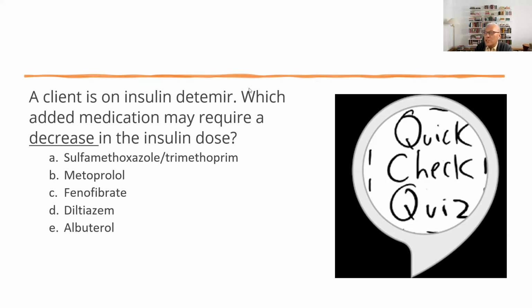Okay, so it says which may require a decrease in the insulin dose. And so your sulfonamides and your beta blockers, your A and B, are going to be the drugs that can increase the effect of insulin, and therefore it requires a decrease in the dose. Now for diltiazem and albuterol, they decrease the effect of insulin, and therefore you need to increase the dosage because you are now stimulating the sympathetic nervous system. Okay? So the correct answer here is letter A and letter B.